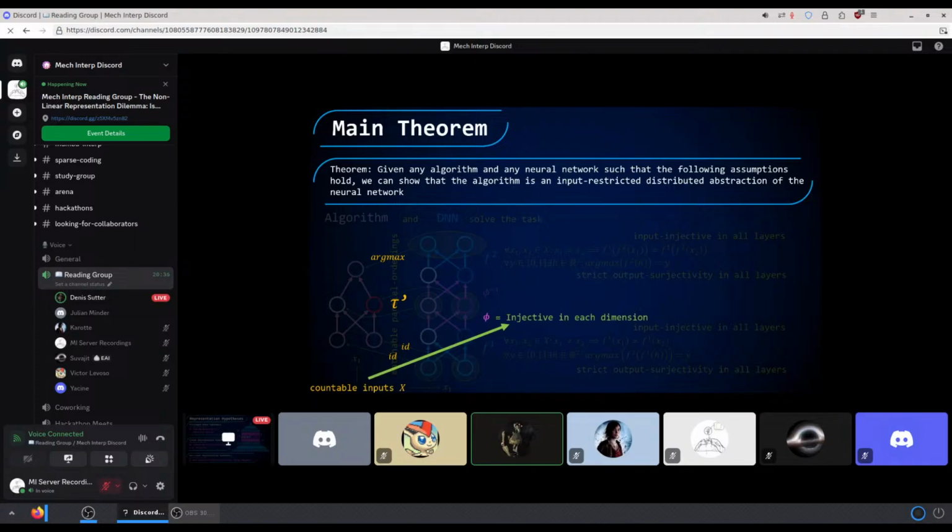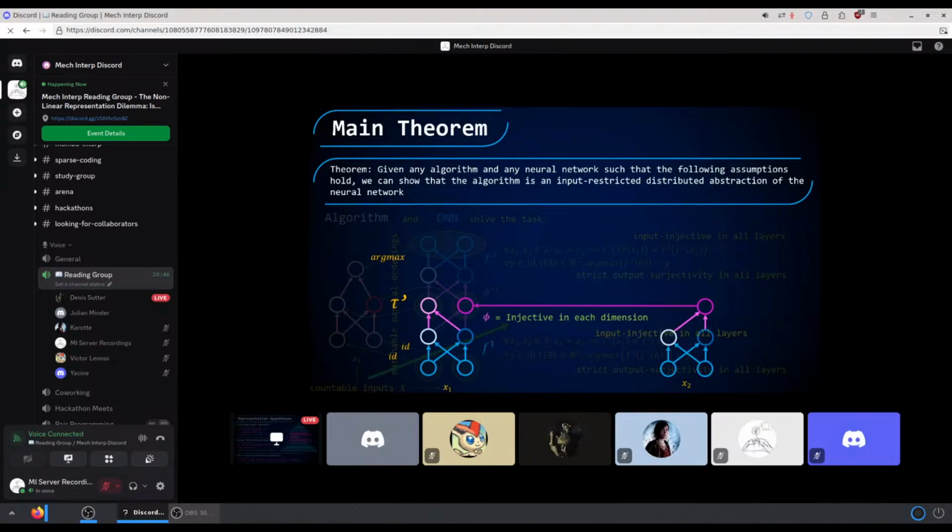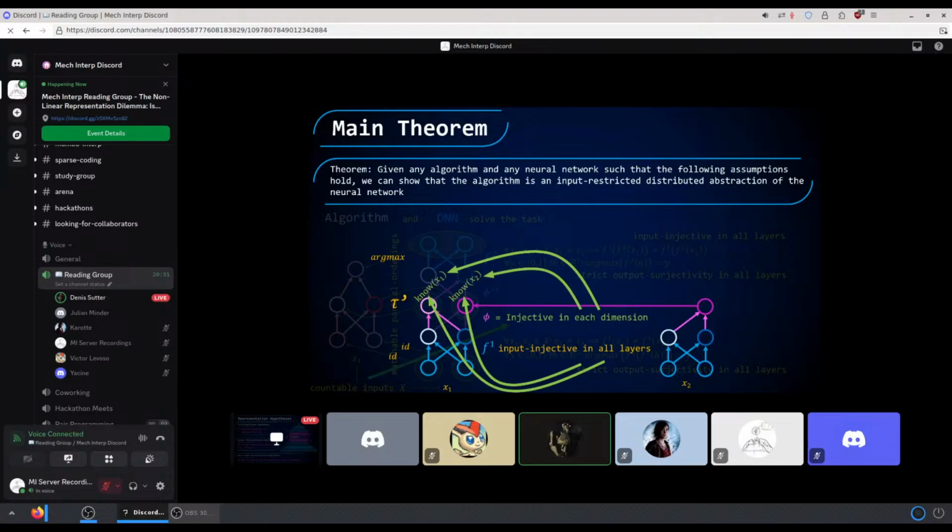To achieve this, we first leverage the countable inputs to define phi as injective in each dimension. We now consider an input-restricted intervention and account for the input injectivity. We then observe that both nodes in the latent space can identify which input caused their activation. This enables us to define a suitable tau prime, using this information to determine the corresponding values in the causal graph.